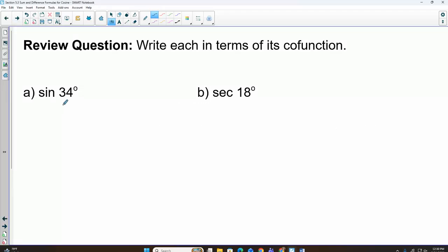So spiraling back to something that we talked about, but we had a little bit of trouble remembering it at the time. Not that it was complicated, but remembering what things were. So remember co-function. It has the word co in front of it. So what is the co-function for sine? Cosine. Remember, this is different than the reciprocals. So the co-function for sine is cosine.